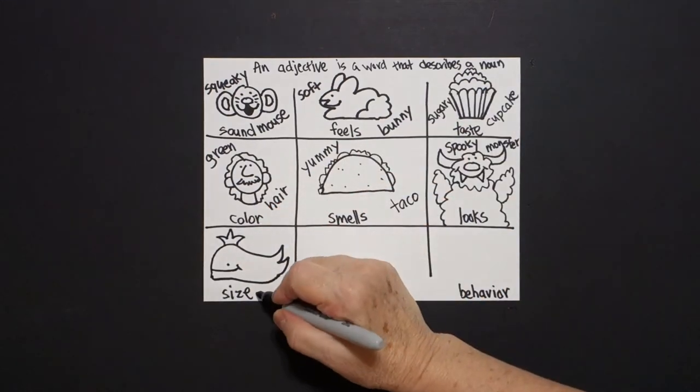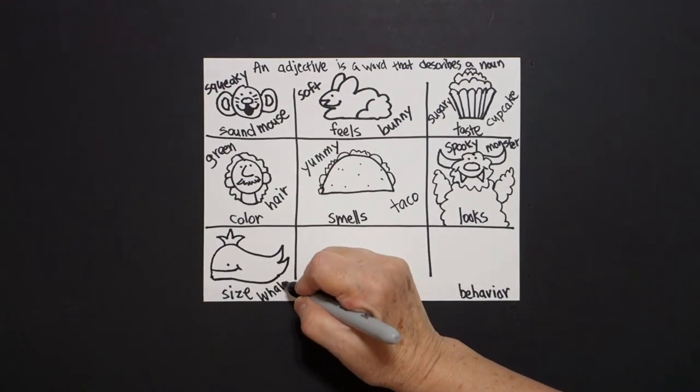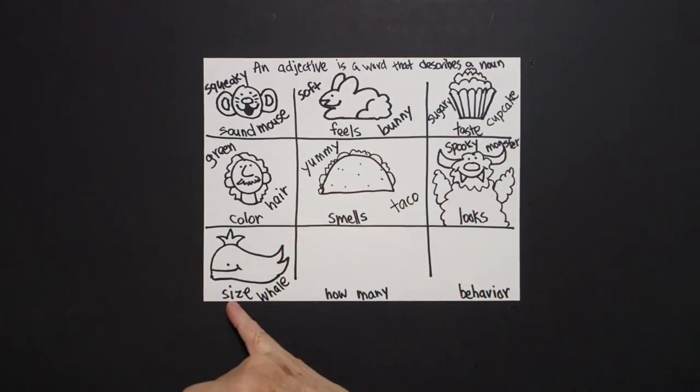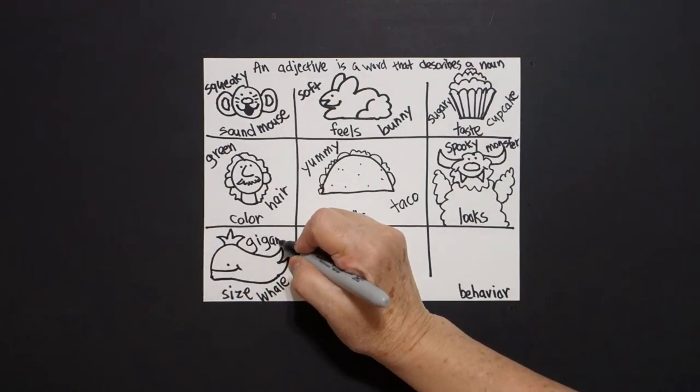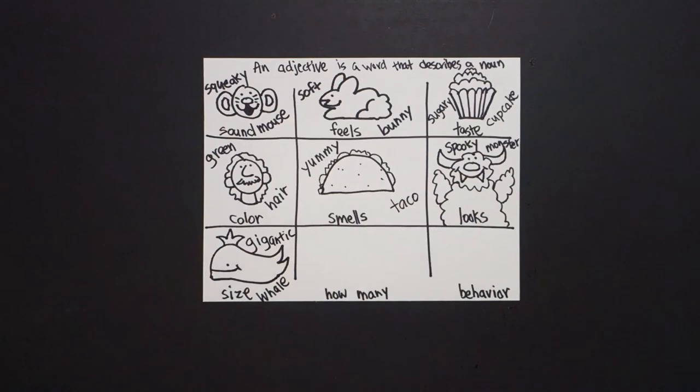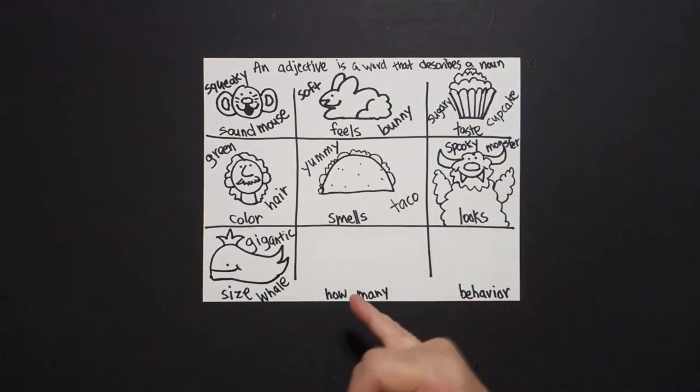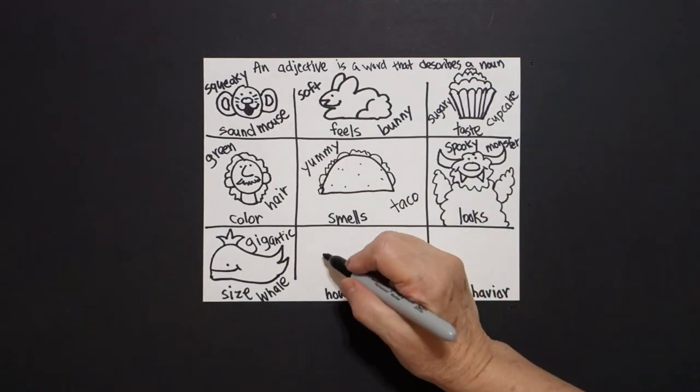This, my noun, is a whale. How big size? It's gigantic. A gigantic whale. Really big.